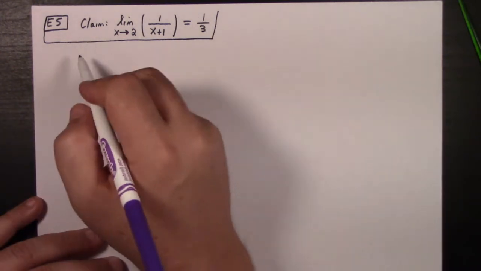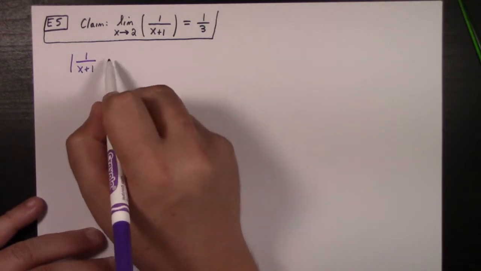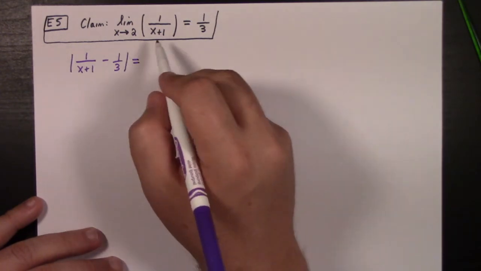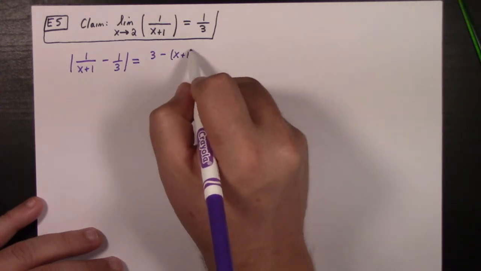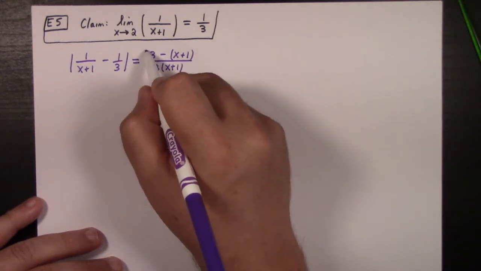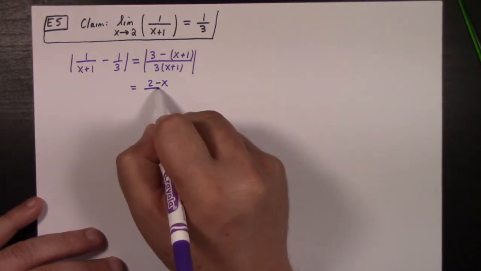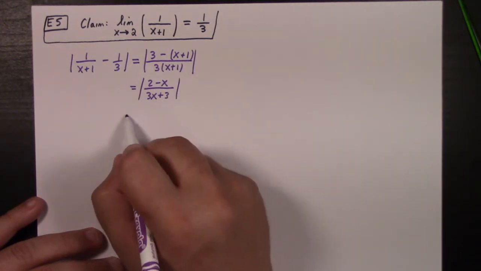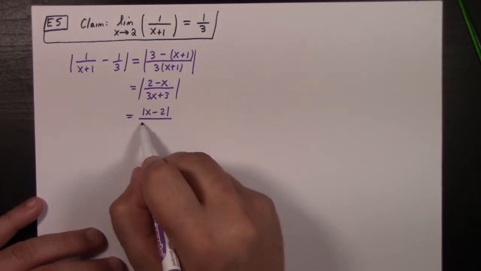Alright, so what I'm after here, guys, is that I want to make this inequality, right? I want to make this thing smaller than epsilon. So the thing to do with that is to make a common denominator. So that's 3 minus (x plus 1), parentheses are your friends. Downstairs I have 3 times (x plus 1). So, of course, that is equal to (2 minus x) over (3x plus 3). And then using properties of inequality, of absolute value, we can rewrite that as the absolute value of x minus 2 over the absolute value of 3x plus 3.